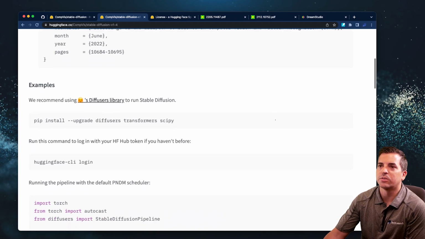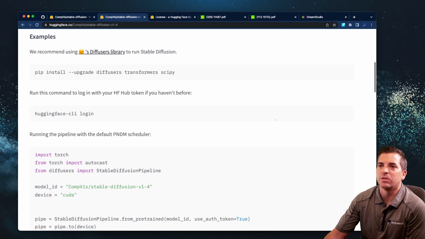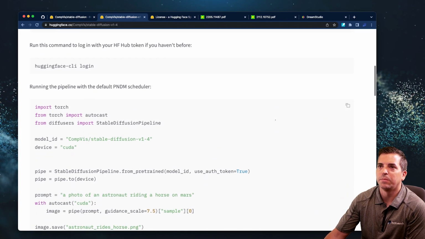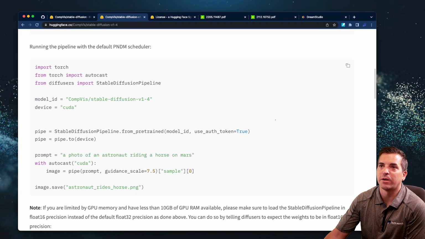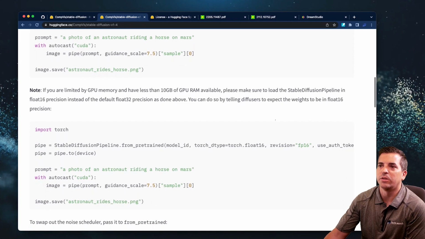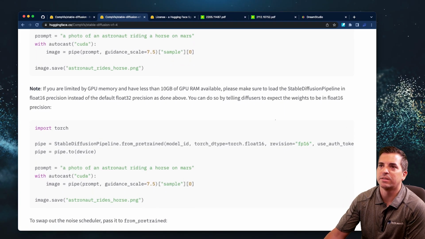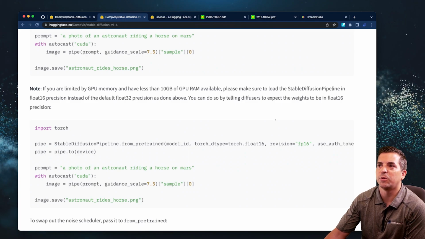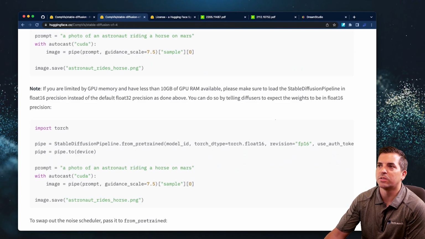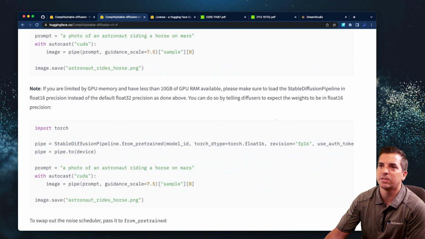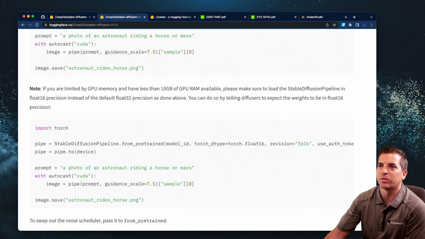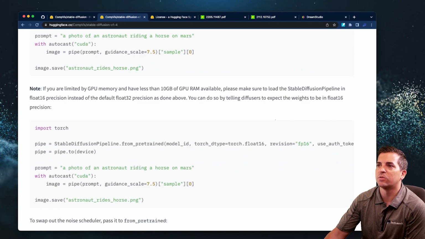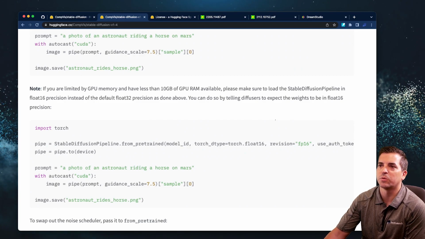And then you can also see here, whenever we're continuing on this, the data card, the model, they actually go into some examples about how to use it. And they even go into examples about how to limit, if you are limited by GPU memory and have less than 10 gigs of GPU RAM, please make sure to load the Stable Diffusion pipeline in float 16 precision instead of the default float 32. You can also do so by telling diffusers to expect the weights to be in float 16 precision.